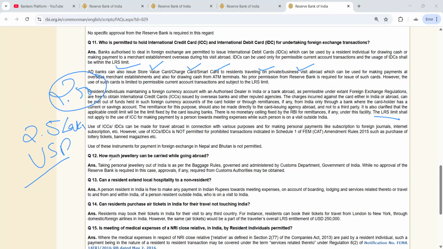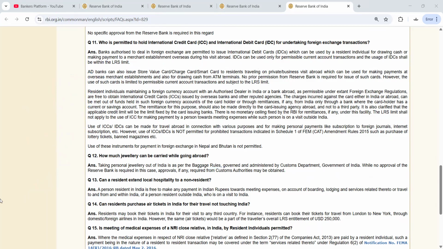Okay. Next is how much jewelry can be carried while going abroad. Taking personal jewelry out of India is as per the baggage rules governed by the Customs Department. So RBI approval is required only in case approval is required from Customs. So this is not for us.